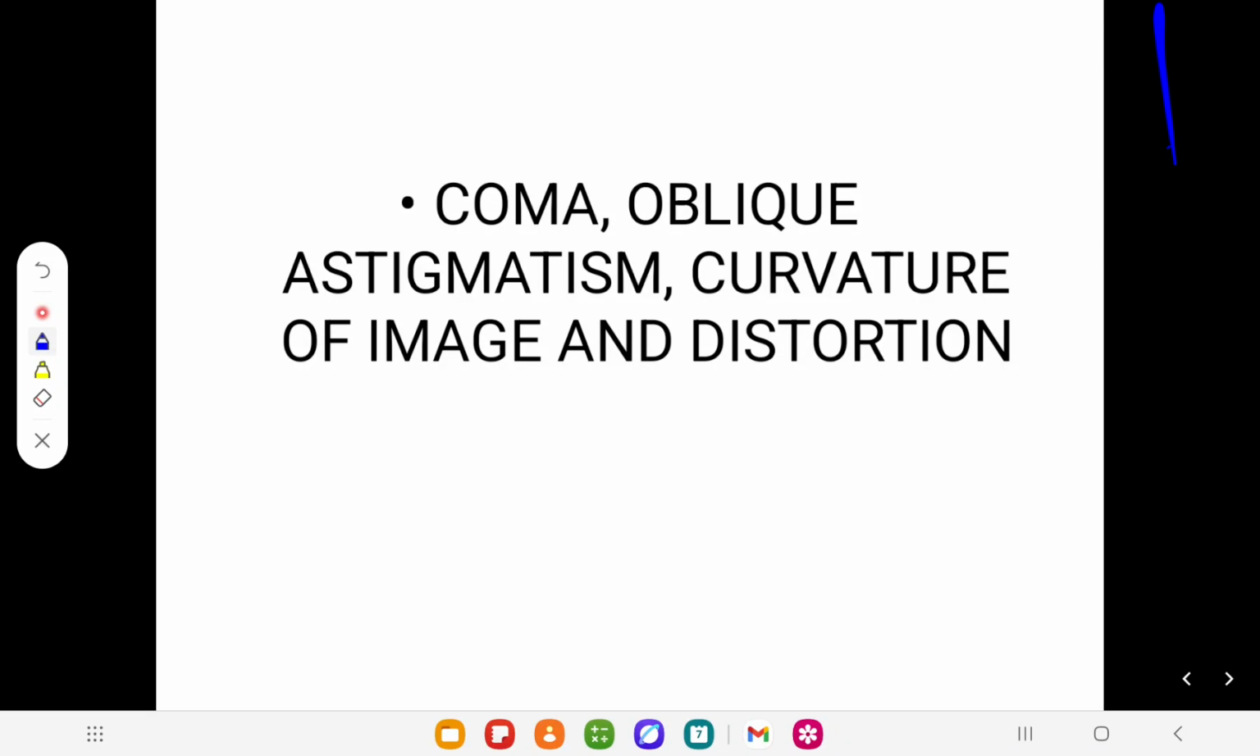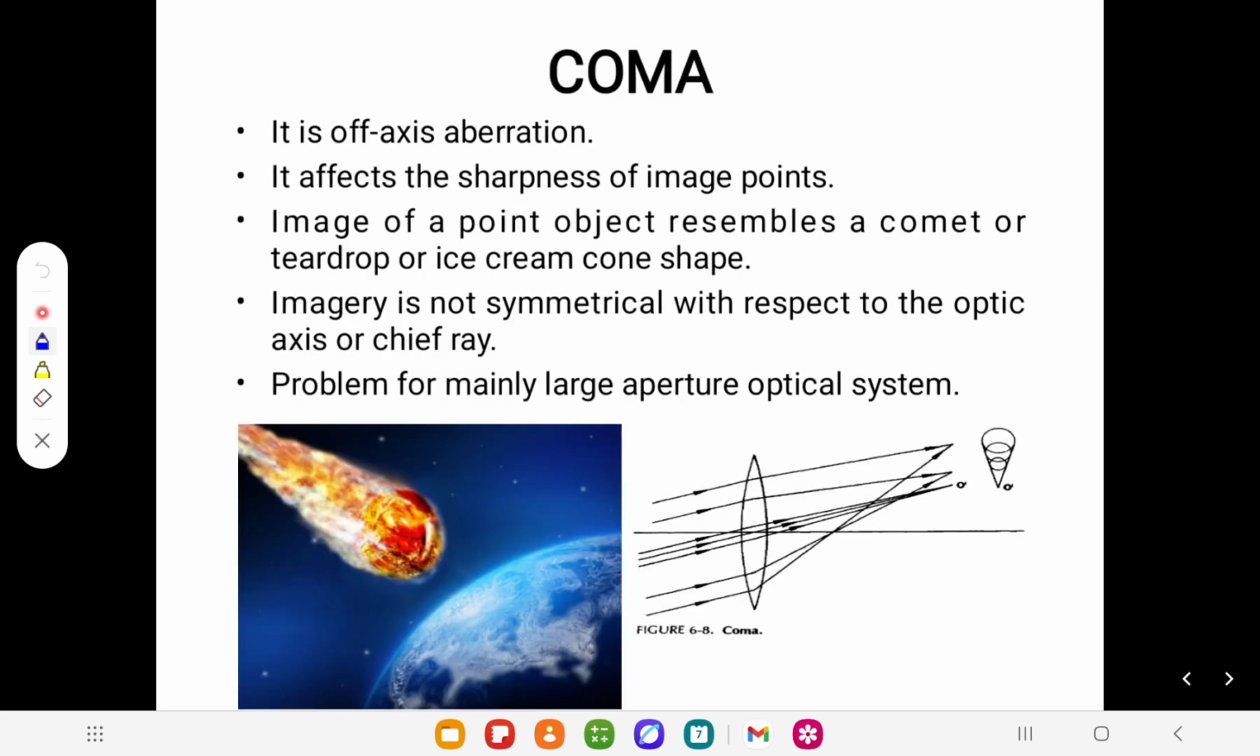Here we're going to discuss other aberrations: coma, oblique astigmatism, curvature of image, and distortion. So let's start. Coma: as spherical aberration is an on-axis aberration, coma is an off-axis aberration, which means the object or light is not coming from the axis.